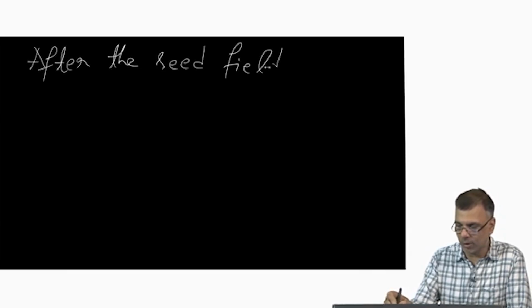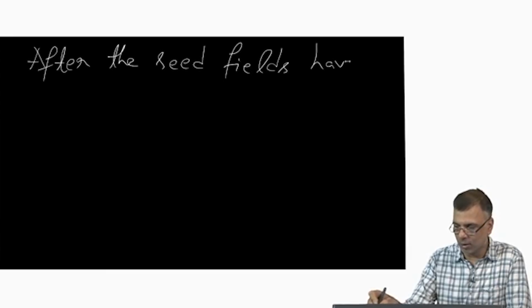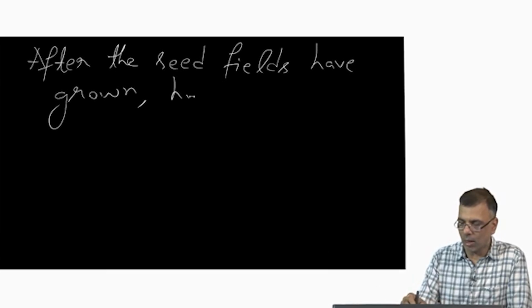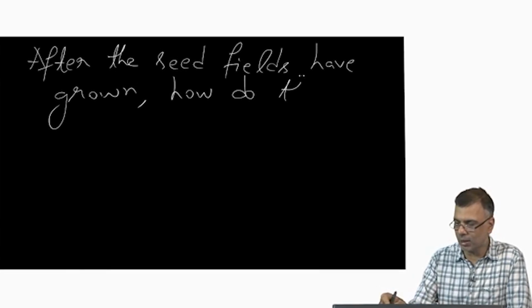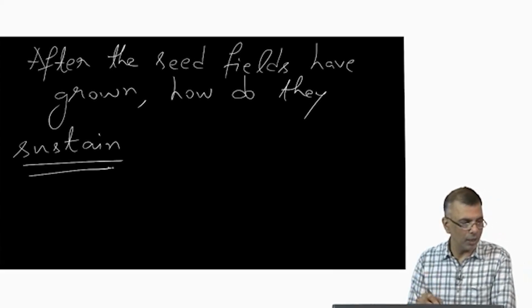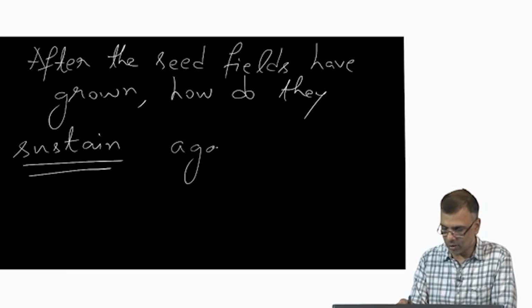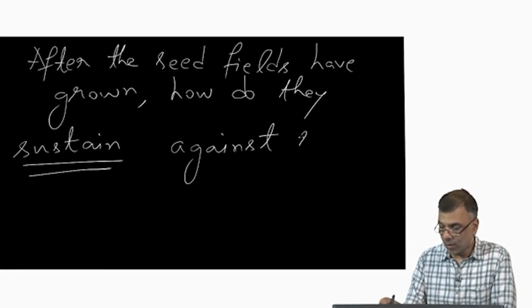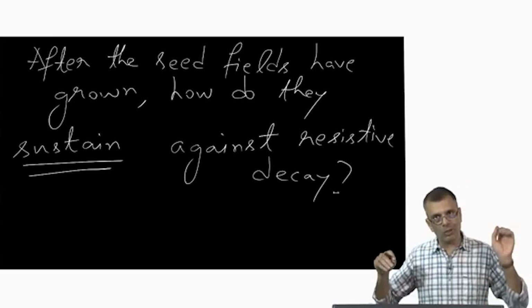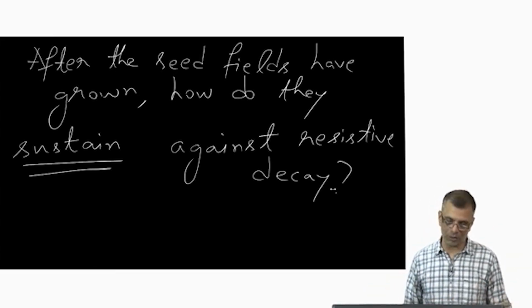have grown, how do they sustain themselves against resistive decay? Because now we are talking practical stuff, we are not talking an ideal MHD kind of situation, we are talking about a situation where there is always a resistive term, and that resistive term, we have seen, leads to the decay of magnetic fields, decay with time.